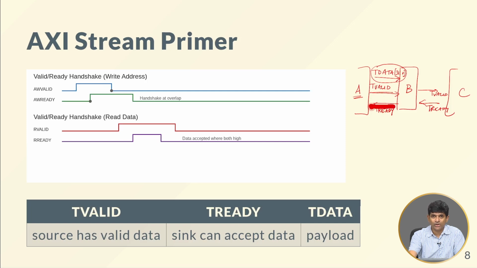It will say T ready is low. A has to then wait. This process is called back pressure, which is a very powerful idea when you are chaining systems together and trying to build high throughput applications.